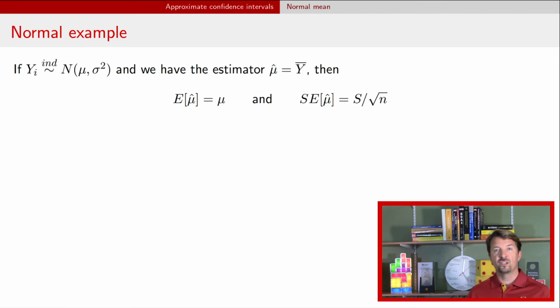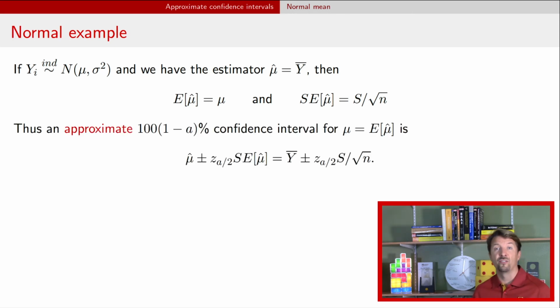All right, so let's go back to our normal example and think about having an estimator that's our sample mean. We can calculate its standard error that we showed earlier. Now we can construct an approximate confidence interval using these quantities. So we have a formula for the approximate confidence interval for a normal mean. That is the sample average plus or minus a z critical value times the standard error, which is the sample standard deviation divided by the square root of n.